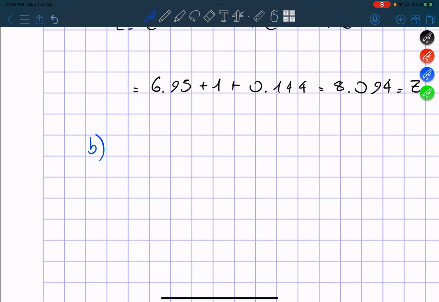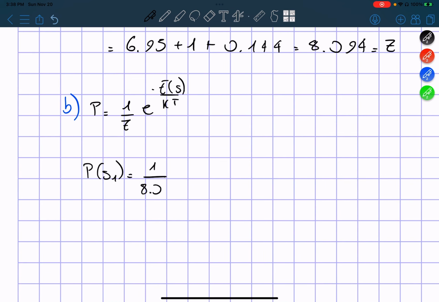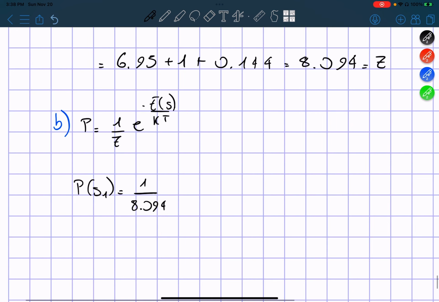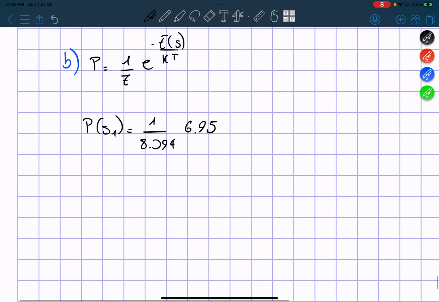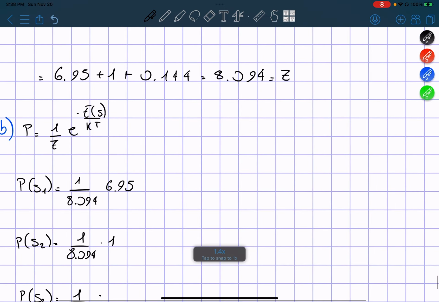Then for part B, we have to find the probability. The probability is equal to 1 over Z times e to the power of negative E of S divided by kT. So we can say the probability of the first state, S1. So 1 over 8.094 times e to the power of, actually, we already know what the first one will be, it is 6.95. Then the second one will be 1 over 8.094 times 1. Then the third one will be 1 over 8.094 times 0.144.